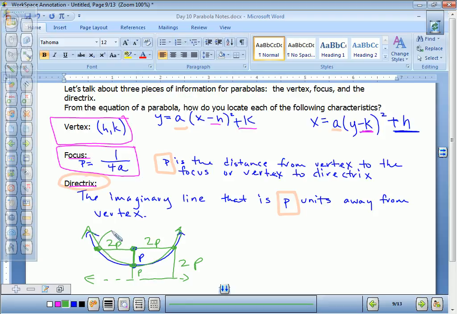Now this distance all the way across is called focal width. It ends up being 4P. That is the width of the parabola at the focus. Where did that come from? I could write it out, but you wouldn't like it. It's ugly. But you can just memorize it.